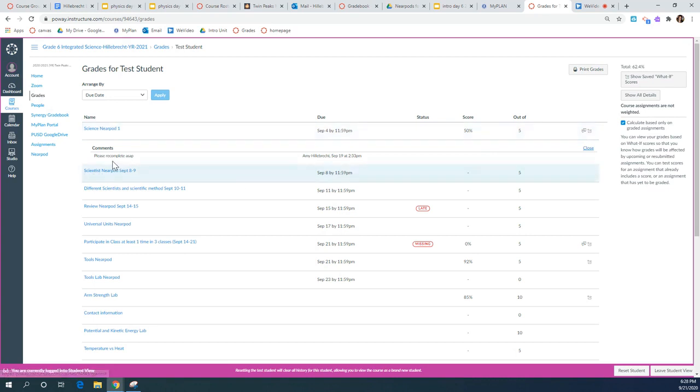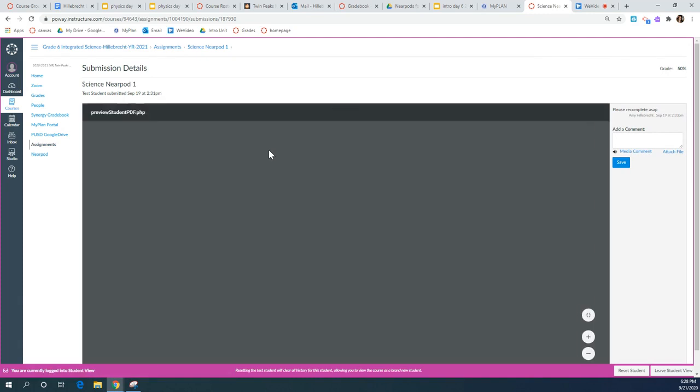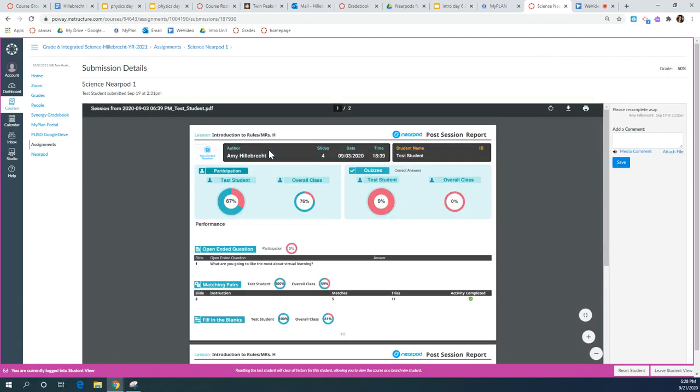If I click on it, it says comment, please redo ASAP. And I'm like, okay, well, what did I miss? Well, if I click on the name of the assignment, it brings up what you submitted. So the Nearpods give me a readout like this. It tells me participation. This kid only participated in 67% of the activity slides.